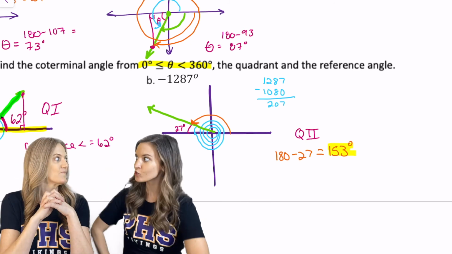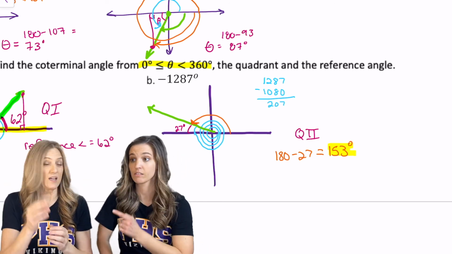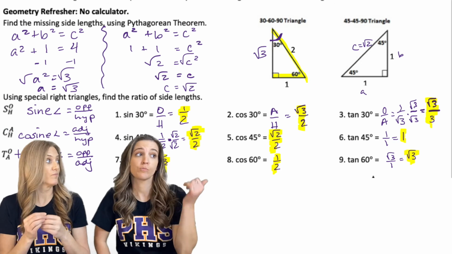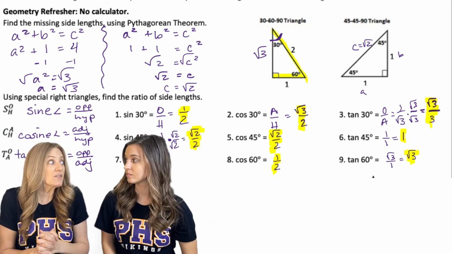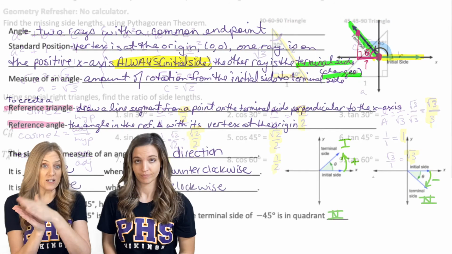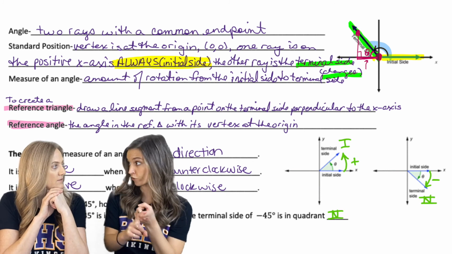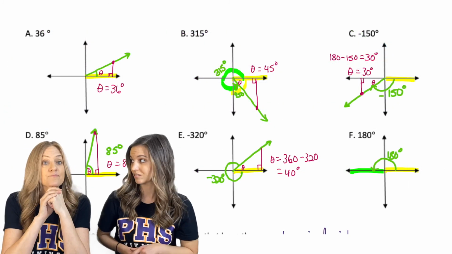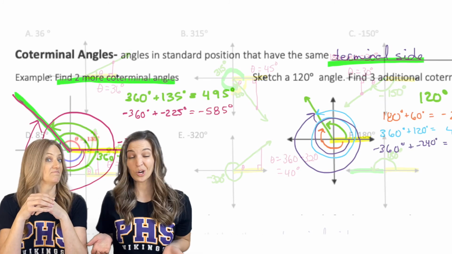Wow, we learned so much today. I know. I mean, we reviewed some geometry. Yes. So we had sine, cosine, tangent. With those special right triangles, 45, 45, 90, and 30, 60, 90. Right. Then we learned about angles in standard position, initial side, terminal side. And that led us to reference angles and reference triangles. Now we can sketch angles of all types and all rotations, including coterminal angles.